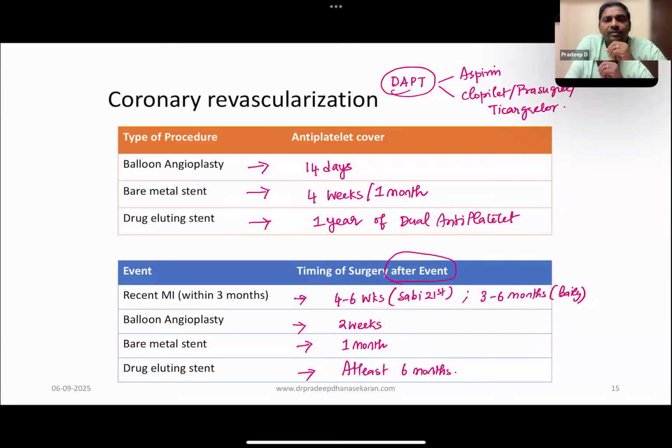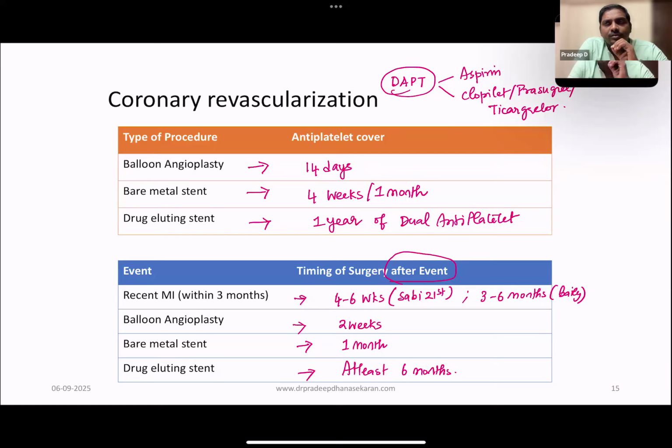Suppose you are planning for surgery in this patient. How long should you wait? For an emergency situation, there is no other go. For elective surgeries, how long should you wait? For recent MI, ideally at least 3 to 6 months according to Bailey and 4 to 6 weeks according to Sebastian. Balloon angioplasty, you wait for 2 weeks, bare metal stent for 1 month, and drug-eluting stent at least 6 months.